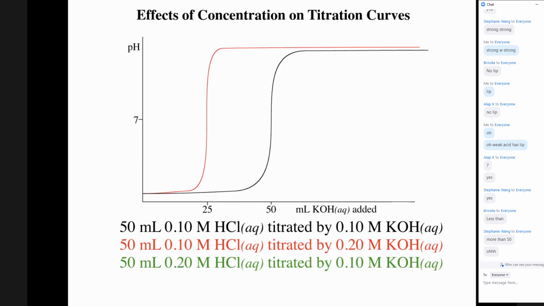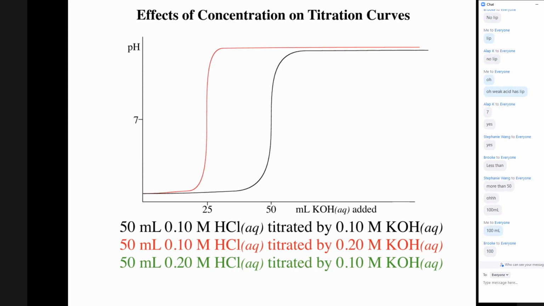Okay, for this one, switching around on you. Now I'm using a lower molarity base than acid. So now how many milliliters do I need to reach equivalence for the green curve? 100, perfect. So let me go ahead and click that in just a second.